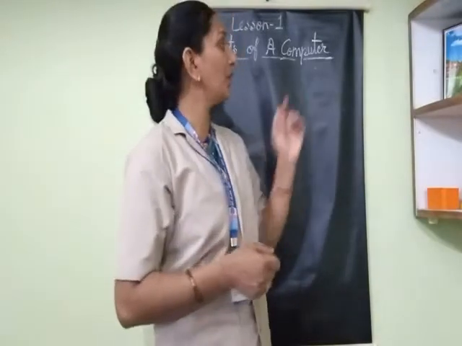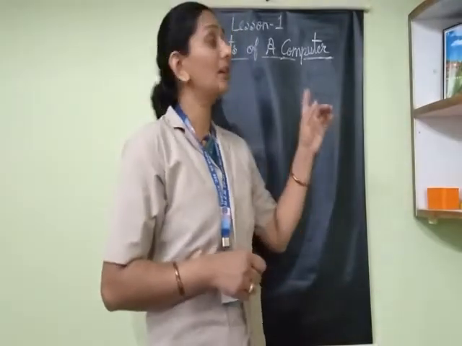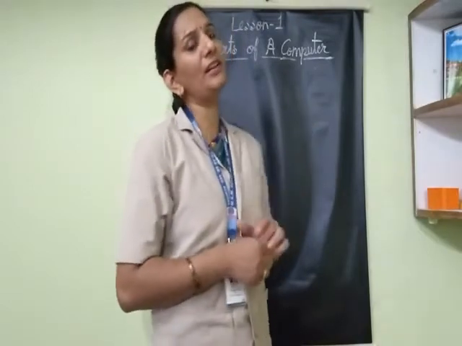So before starting the lesson, the first thing that comes to our mind is, what is a computer? In earlier classes, we have already discussed it. What is a computer? A computer is an electronic machine. Why is it called an electronic machine? Because a computer runs on electricity. So it's called an electronic machine. You got it, students? Let's learn.